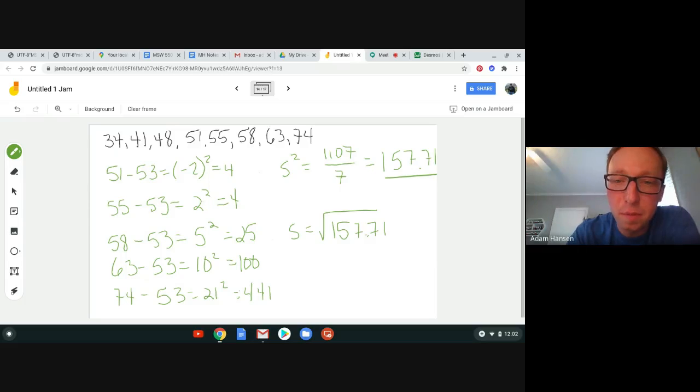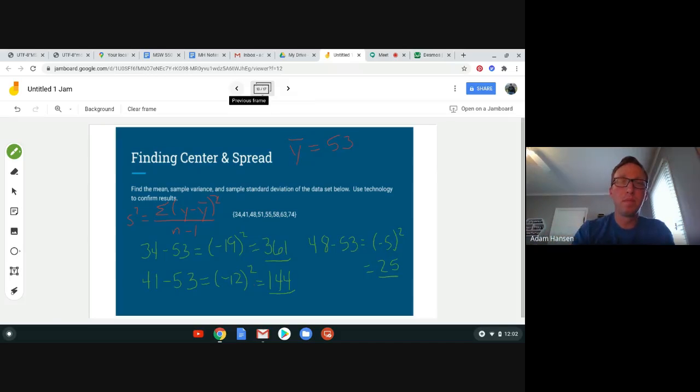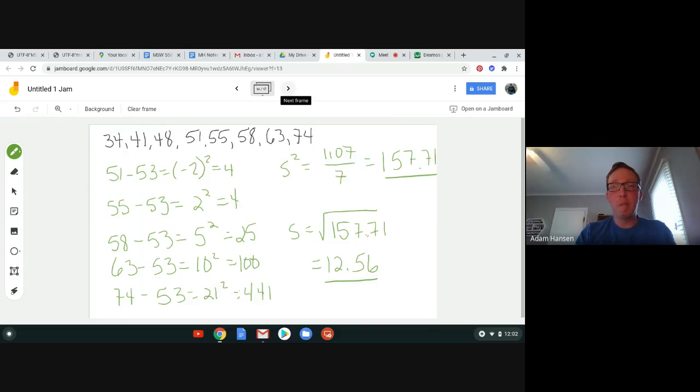12.56 approximately. We squared all these differences from the mean, so in order to get it back in our regular units, I have to square root to cancel out the squaring. Which means that our data set on average is equal to 53, or differs from that by about 12.5.